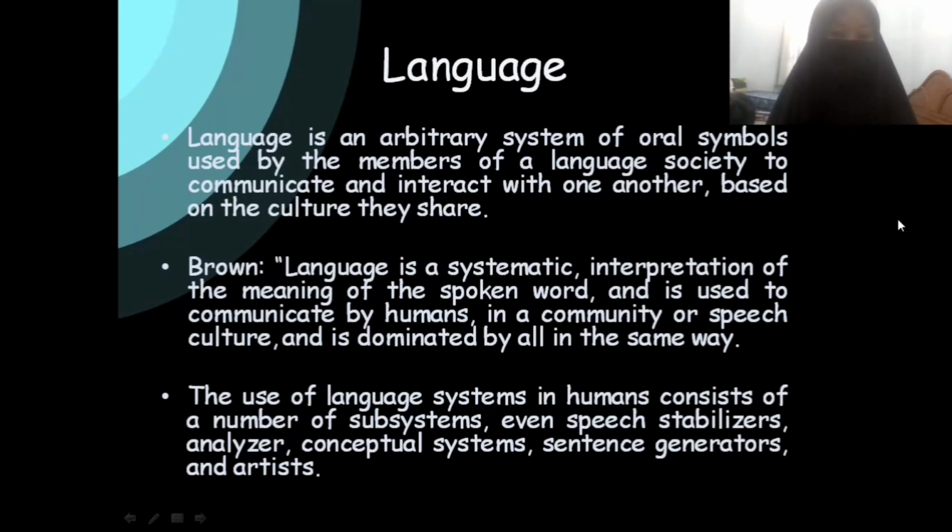The use of language systems in humans consists of a number of subsystems, such as speech stabilizers, analyzers, conceptual systems, sentence generators, and artists. In the brain, all subsystems are interrelated to each other and are one integrated unit.